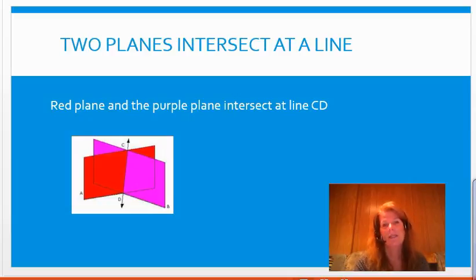So those are explanations of postulates, theorems, and some of the basic postulates that we use to explain the terms. And you don't so much need to memorize these as visualize them.